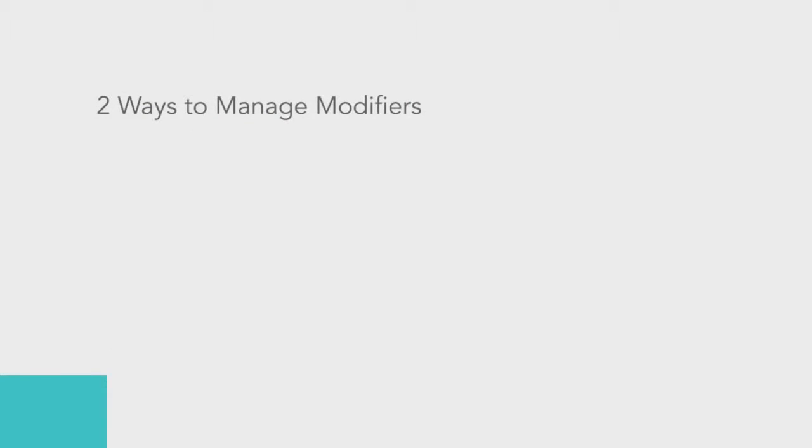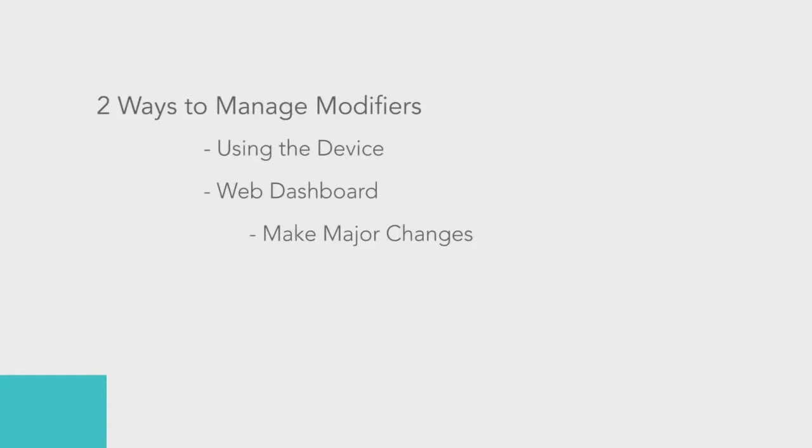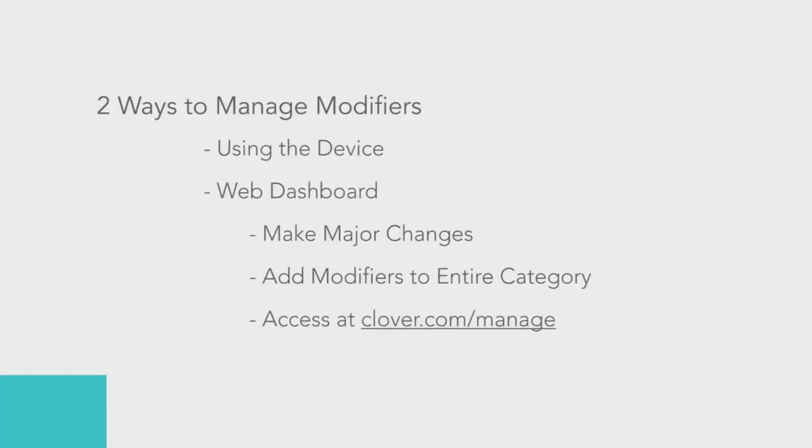There's two ways to add or change modifiers, using the device or through the web dashboard. To make major changes to the menu or inventory, such as adding modifiers to an entire category, it's easiest to make these changes using the web dashboard, which can be accessed through the clover.com Manage webpage. In this video, we'll only be covering making changes via the device.